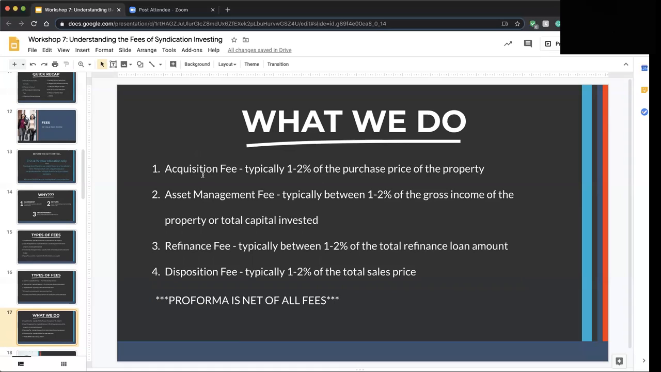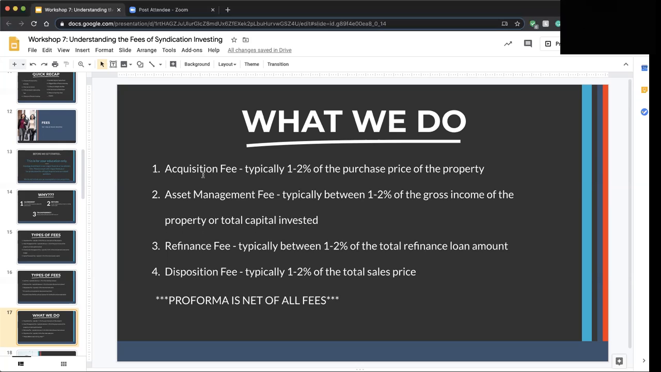So we work with our sponsors, our lead sponsors. We negotiate to bring down that acquisition fee, what it takes to actually purchase the property, to about 1 to 2% of the purchase price of the property. We also work to negotiate down that asset management fee to typically between 1 to 2% of the gross income of the property.